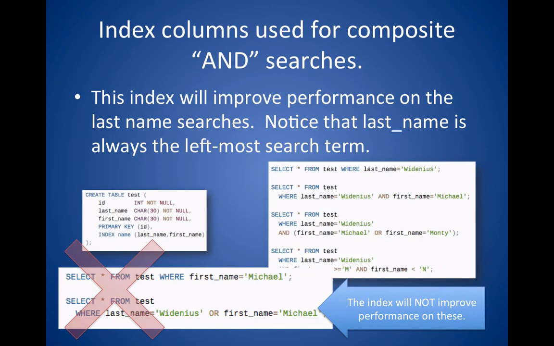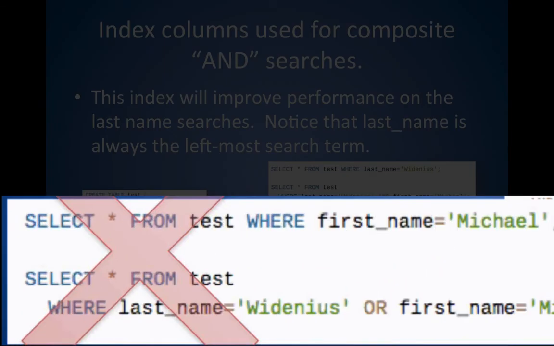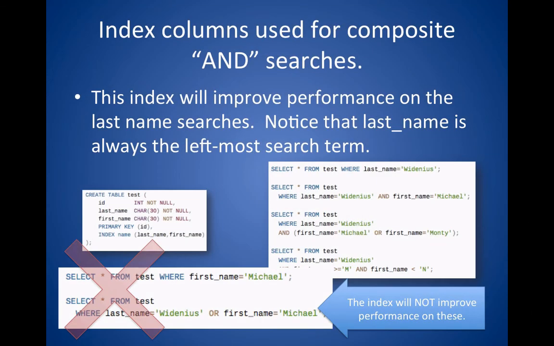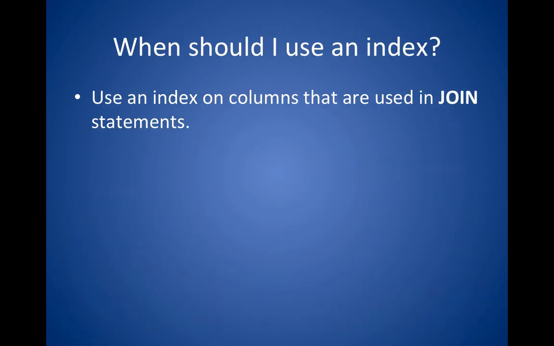However, if I use first name and then last name, I put the order reversed, or I use an OR statement, then the computer will not use the index, and you'll have the standard performance from regular line-by-line searching. If you also have join statements, that's a good rule of thumb for when you should use an index.